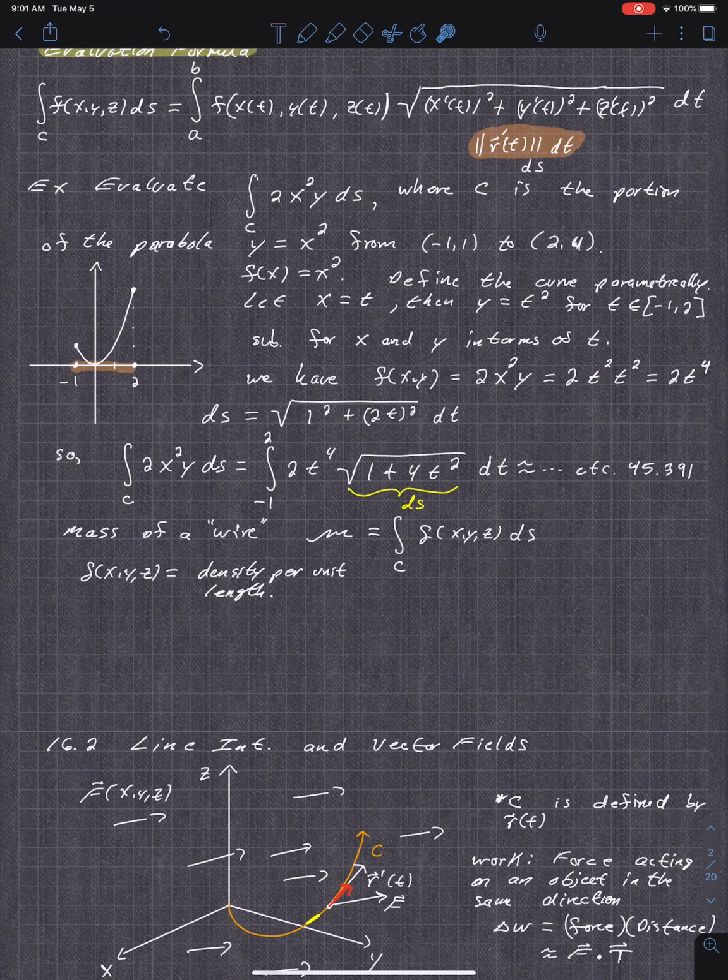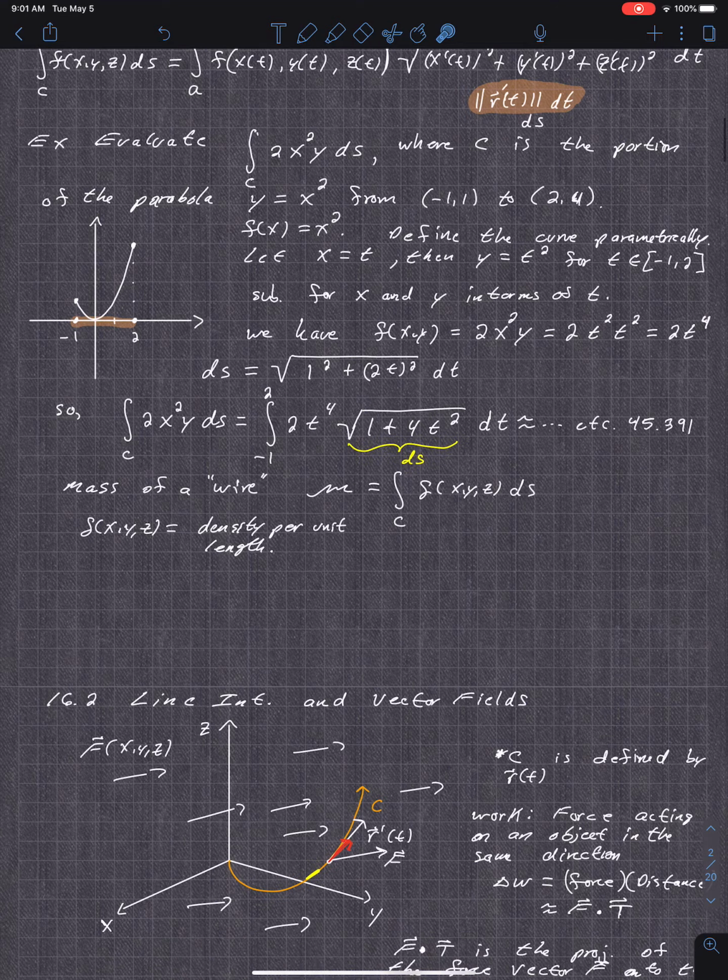The setup really in this chapter, these chapters are the most important. And here's what I mentioned about mass of a wire. All right, moving on.